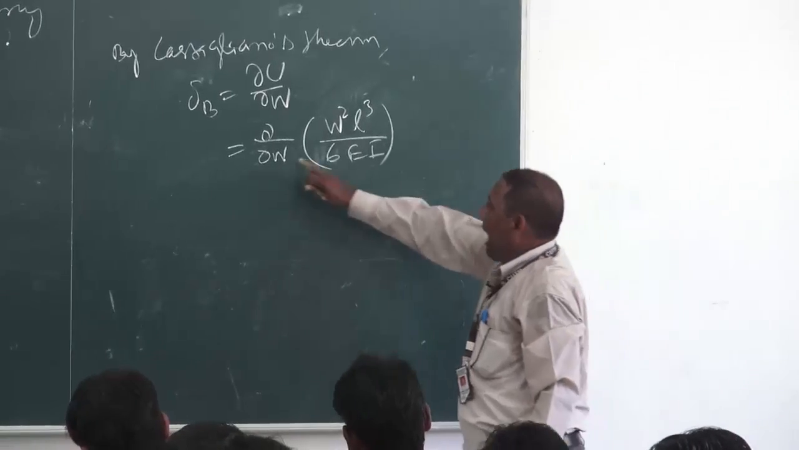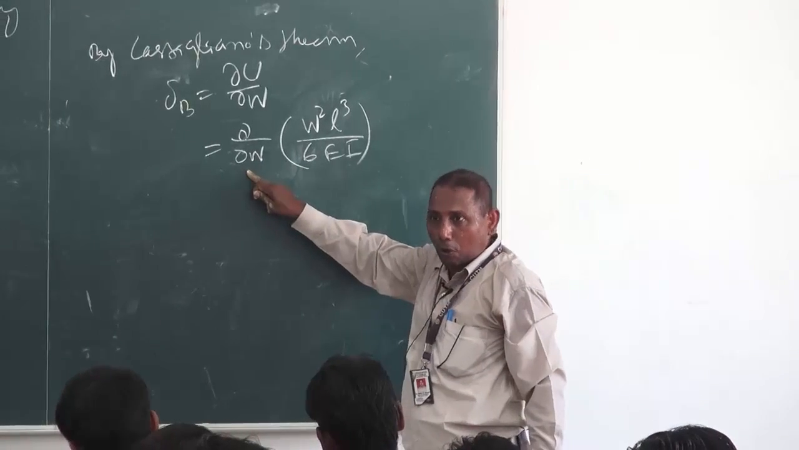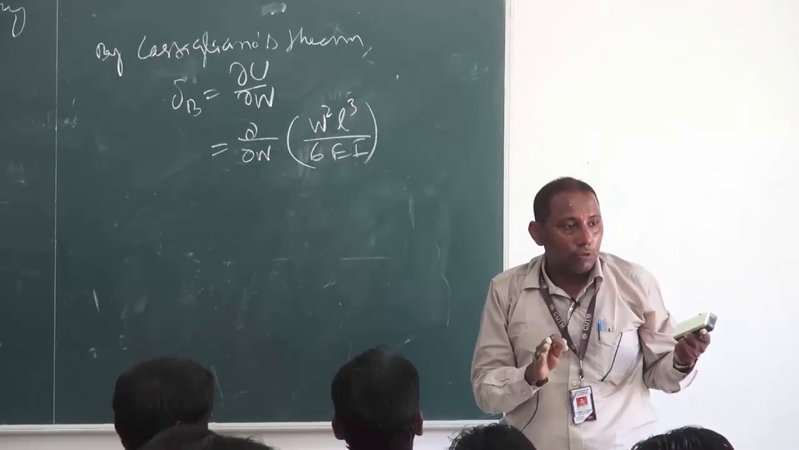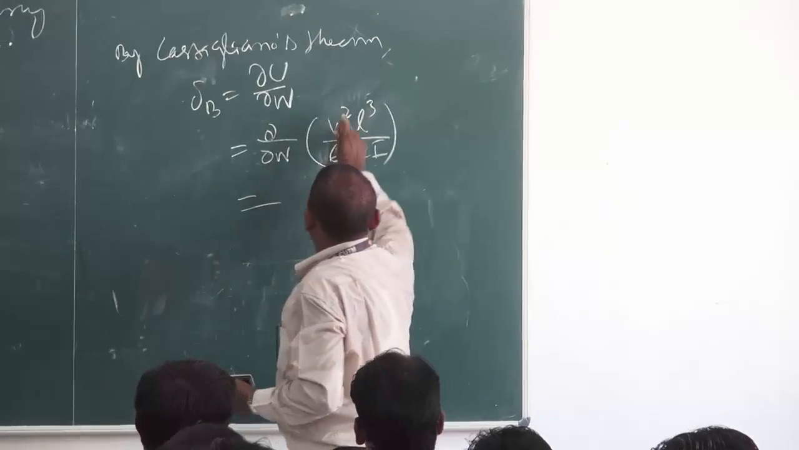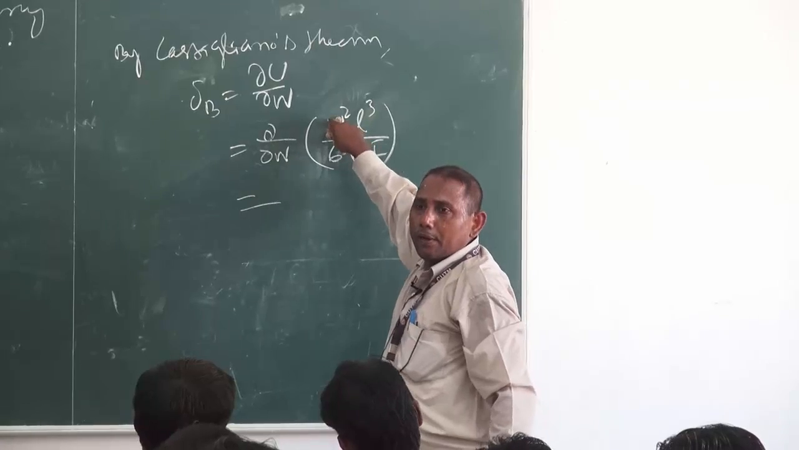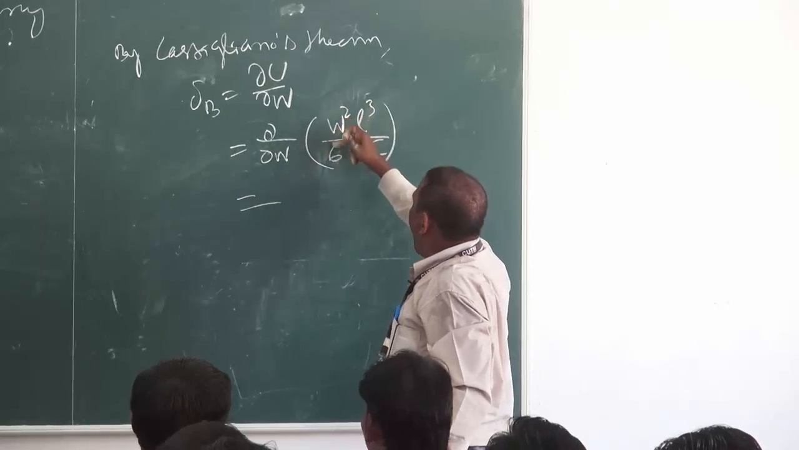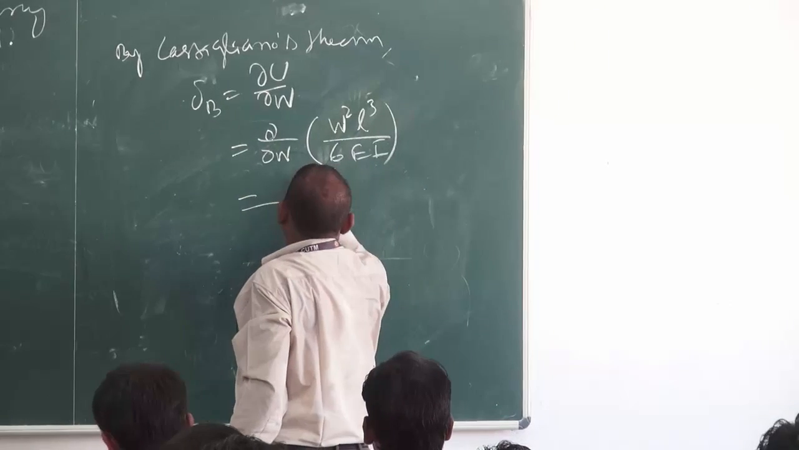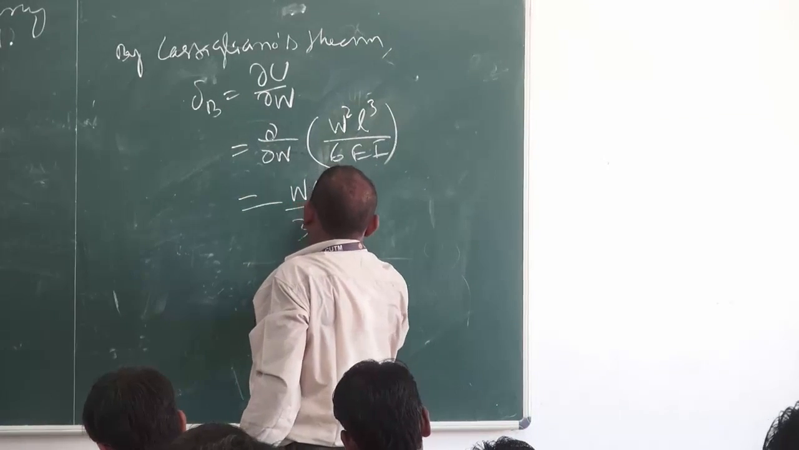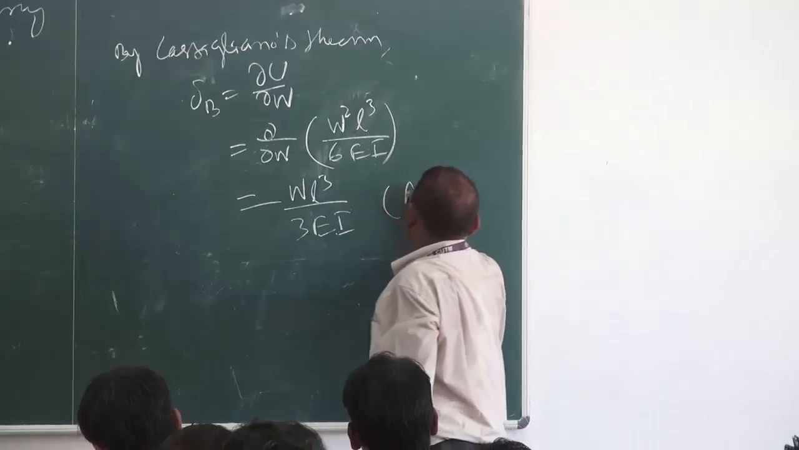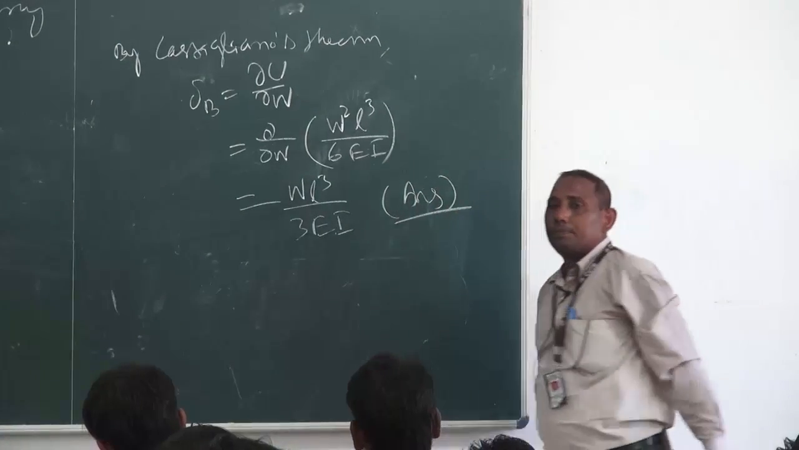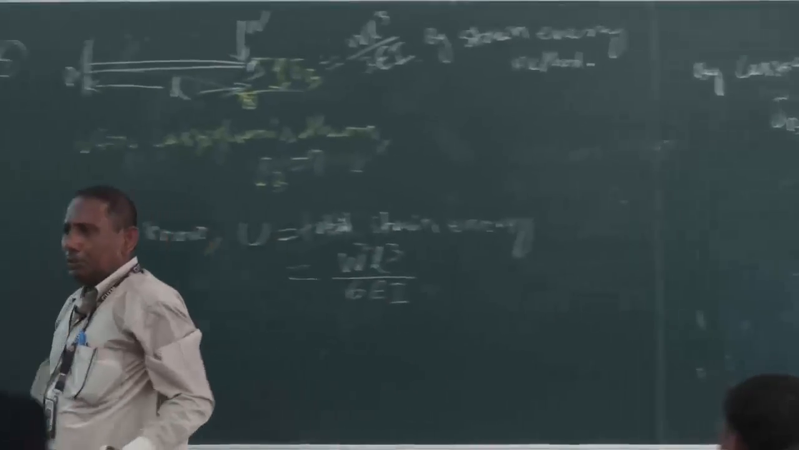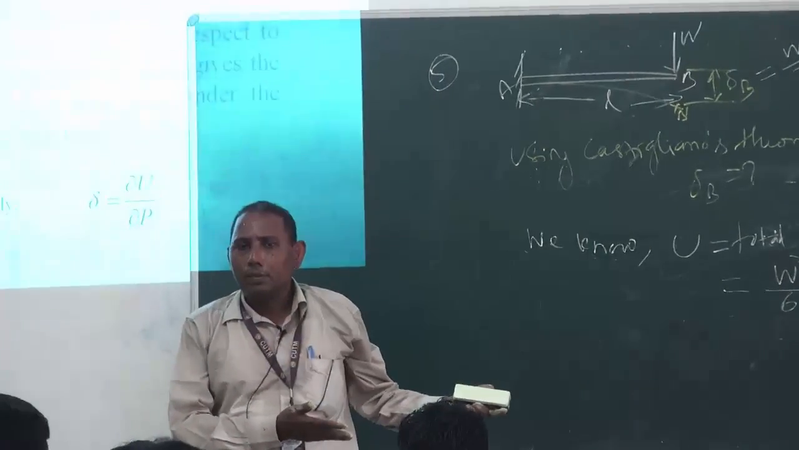Here you take the partial derivative with respect to W, so W is the variable and any other terms are constants. As W square is there, what is the derivative of W square? It is 2W, and 2 over 6 gives 3 in the denominator. That means it is W L cube by 3EI, and this is your answer. You see, the same result is there.